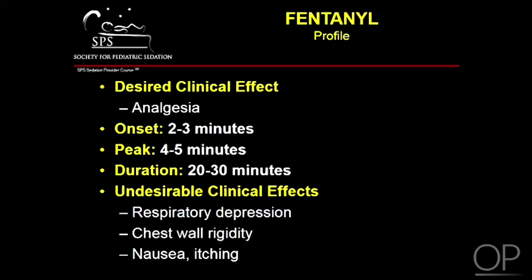Undesirable effects include respiratory depression, particularly when given rapidly or with other sedative agents. Chest wall rigidity is a relatively rare adverse event typically seen when fentanyl is administered very rapidly or in large doses. Consequently, fentanyl should be administered over 1 to 2 minutes. Nausea and itching may also occur. The mechanism is similar to other opioids. Other opioid agonists have very similar pharmacodynamic properties.